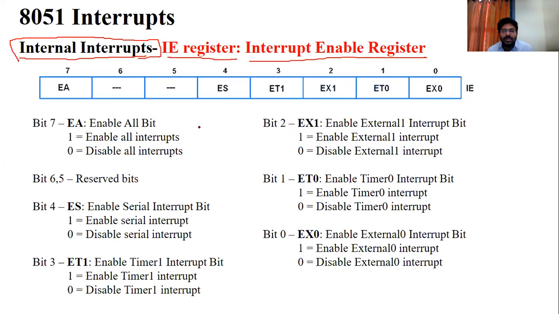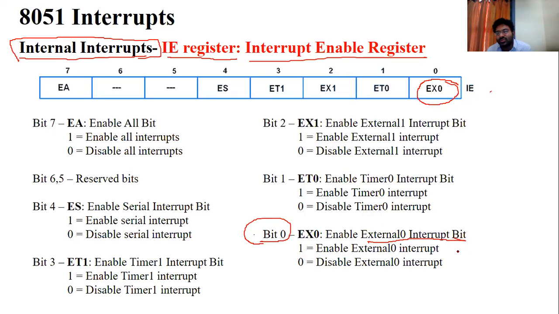See this. First of all, you can see bit 0. EX0, you can call it bit 0, it's nothing but enable external 0 interrupt bit.